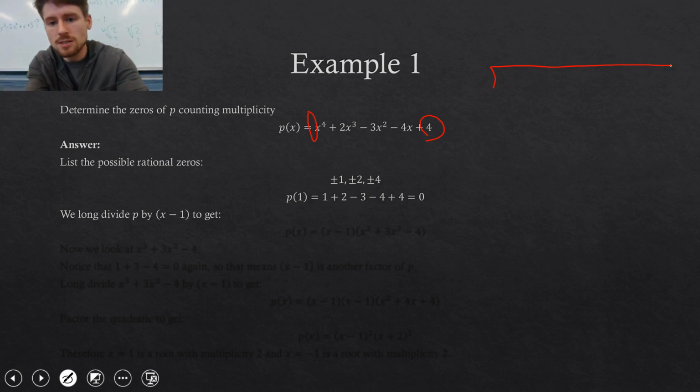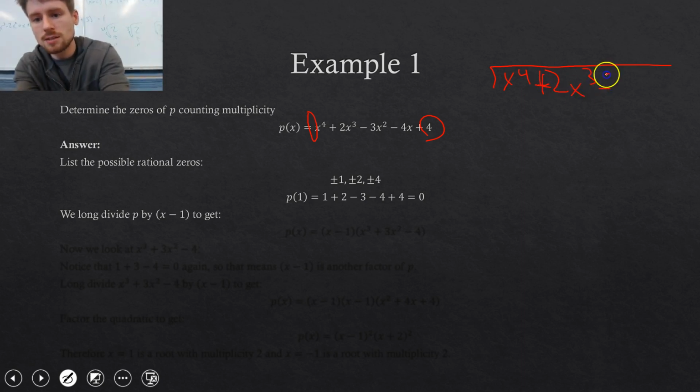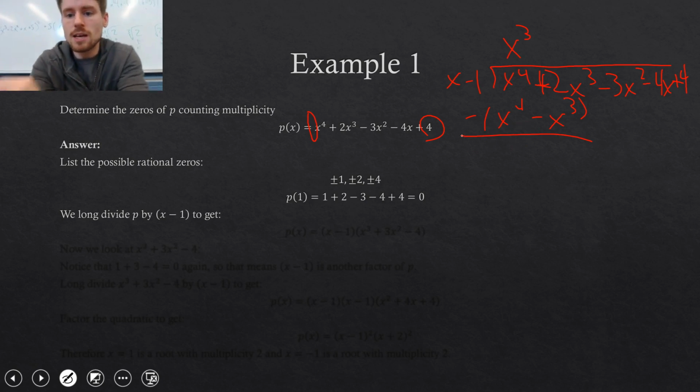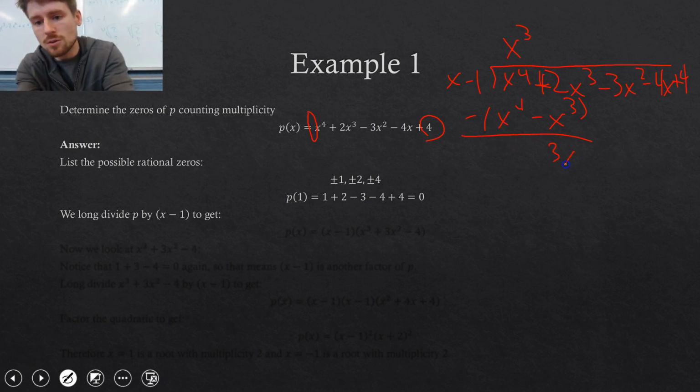So our long division is set up, x to the 4th plus 2x cubed minus 3x squared minus 4x plus 4. And we're dividing it by x minus 1. Okay, so we're going to have x cubed on the top and x to the 4th minus x cubed, take that away, and we get 2x cubed minus -x cubed, so this is 3x cubed. x times 3x squared is going to get you 3x cubed.